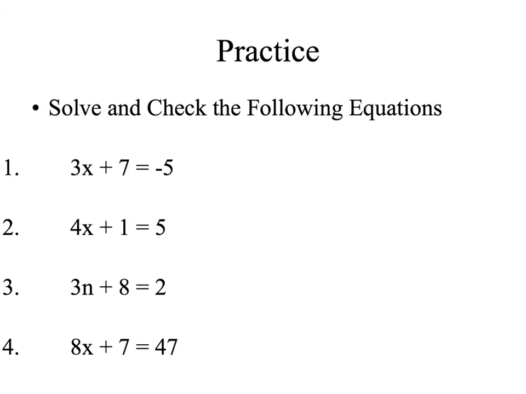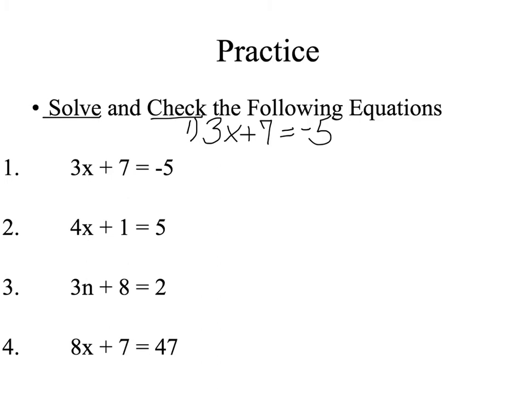So here's some practice problems. I'm going to start with the first one, the 3x plus 7 equals negative 5. I will be solving and checking these. So starting with the first one, we have 3x plus 7 equals negative 5. Remember that you can pause this at any point to make sure you're following along.